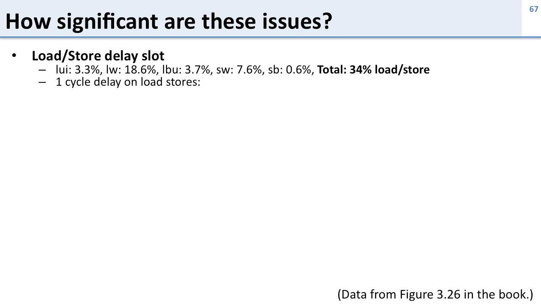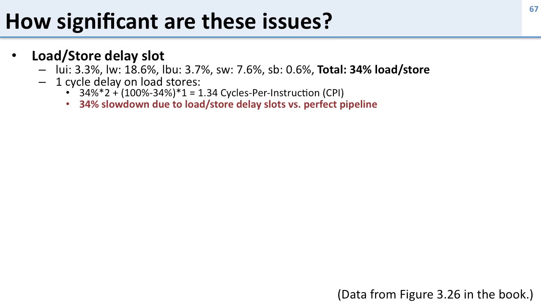Now we have a 1-cycle delay on loads and stores. So what's the performance impact? Well, 34% of the time we're going to spend 2 cycles, and the rest of the time we're going to spend 1 cycle. So this means we're going to have an average of 1.34 cycles per instruction. So this is a 34% slowdown versus the perfect pipeline. In the perfect pipeline, where we keep all of our slots full, we have 1 cycle per instruction. Here it takes us 1.34 cycles per instruction because of this load, store, delay.